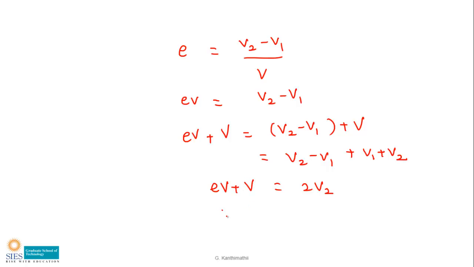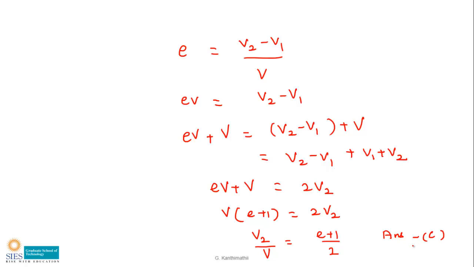Or we can take v common, so this would become (e plus 1) v, which is equal to 2 into v2. So the ratio of the final velocity of the second sphere to the initial velocity of the first sphere is nothing but (e plus 1) by 2. Hence the correct option is answer C, which is (e plus 1) by 2.